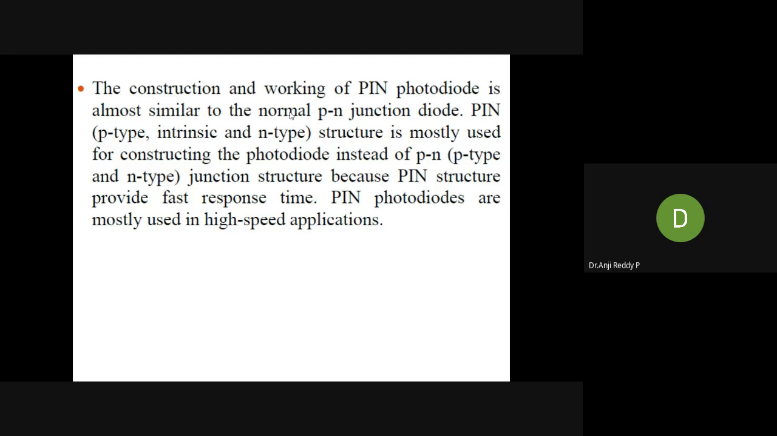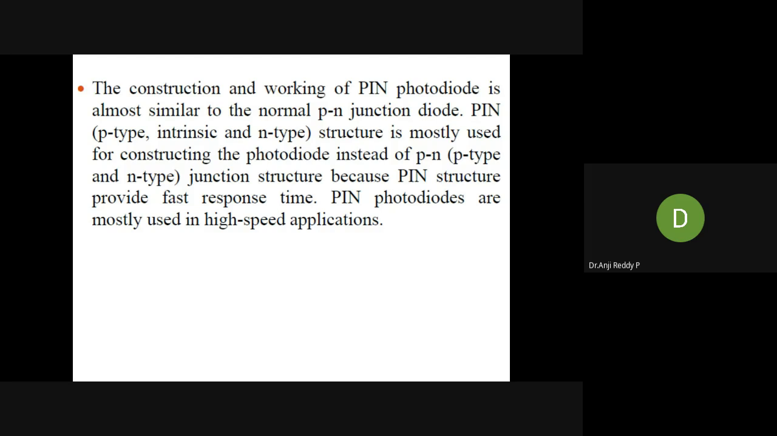In an ordinary PN junction diode, what is the energy source? Now tell me. Voltage. In a PIN photodiode? Light and voltage both.